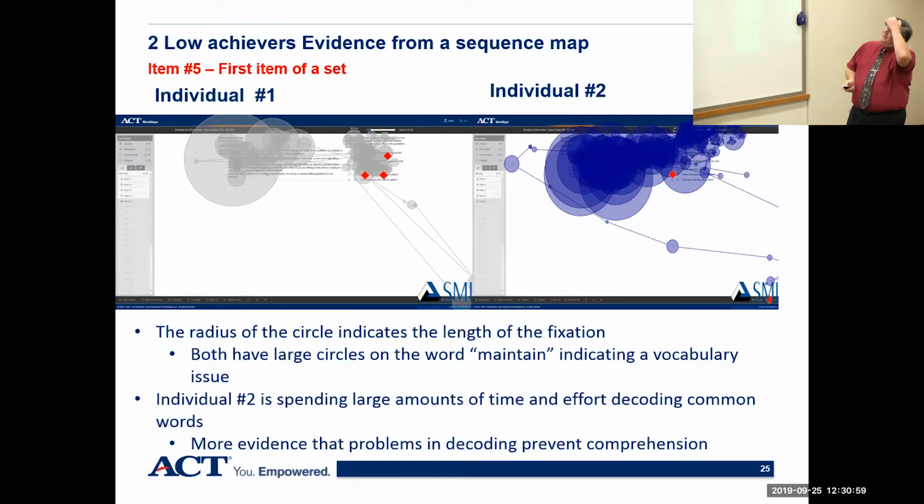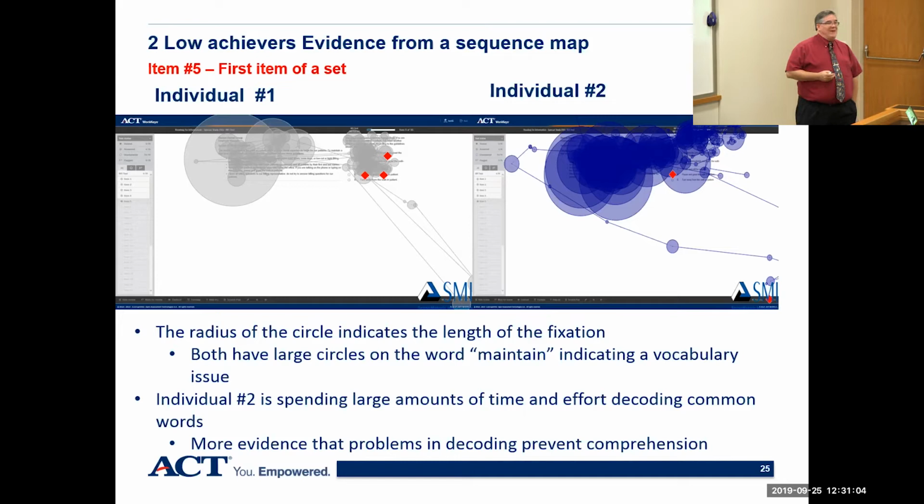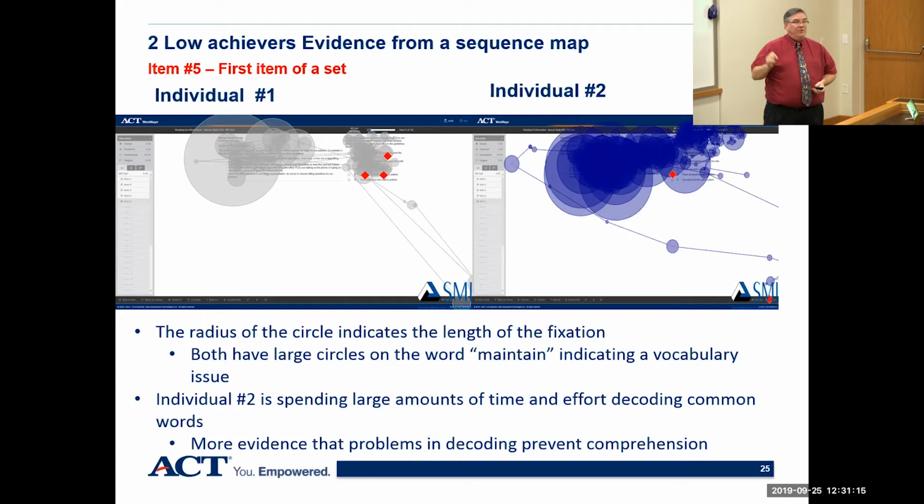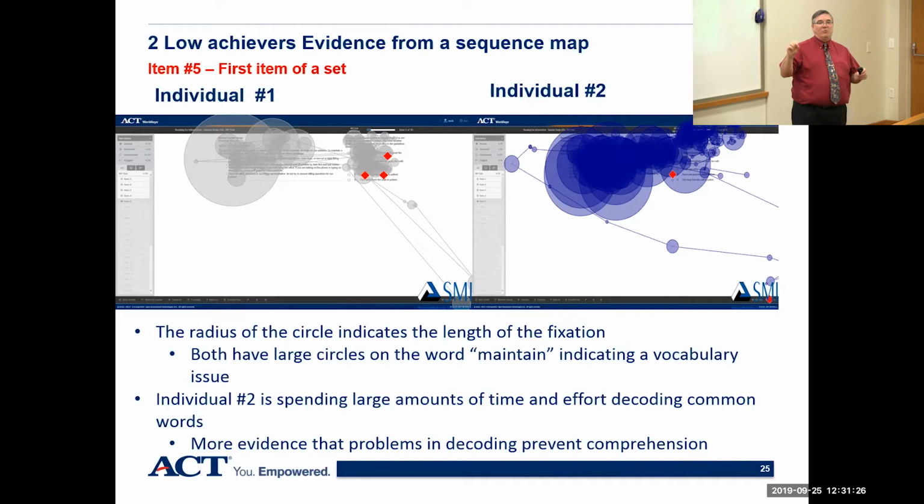Now, this is a sequence map. Sequence maps are really interesting in that the size of the circle indicates how long an individual focused, or technically the term is had a fixation, on a particular word. And then the lines that join the circles, those are called saccades. For a normal person, when you're reading, most of the saccades will move from left to right, and there'll be some that jump backwards from right to left. It's called retrograde reading. And that indicates that you're going back to a previous word to help you understand a word or phrase that you don't understand.